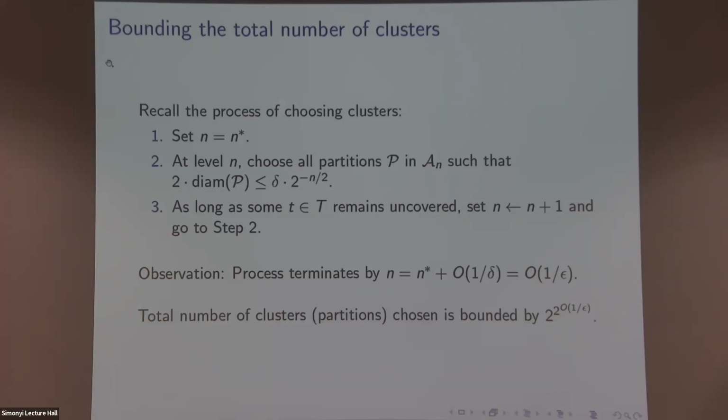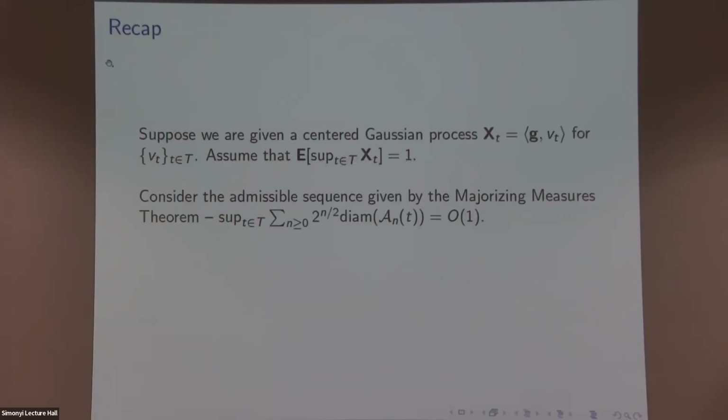I guess I'm out of time, so let me just recap everything that we did. We start with the Gaussian process. We assume we normalize things so that this Gaussian width is 1. And then we consider this admissible sequence. That's the major hammer given by the majorizing measures theorem, which says that there's a way to partition the space so that if you look at any particular point, the parts in which it lies have diameters smaller than 2 to the minus n over 2 at the nth level, but not just that, it's significantly smaller in the sense that the sum will always converge to order 1.